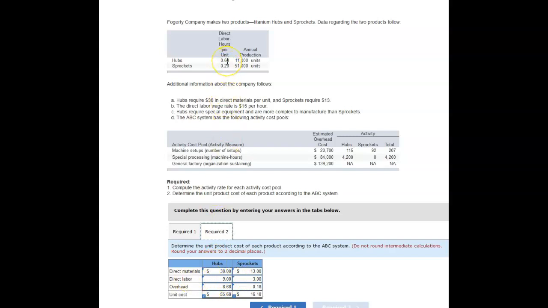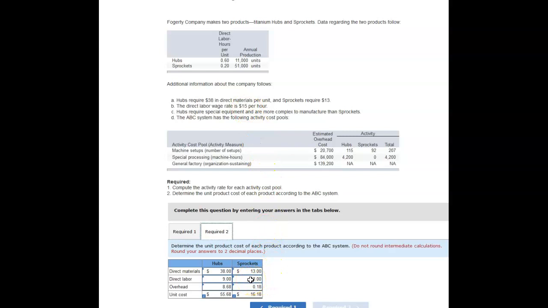It's a little over a half hour, so we can see it's going to cost a lot less than $15 per hour for a unit of a hub. So 0.6 times 15 gives us 9. For sprockets, it only takes 0.2 of an hour, a lot less. 0.2 hours times $15 per hour gives us $3.